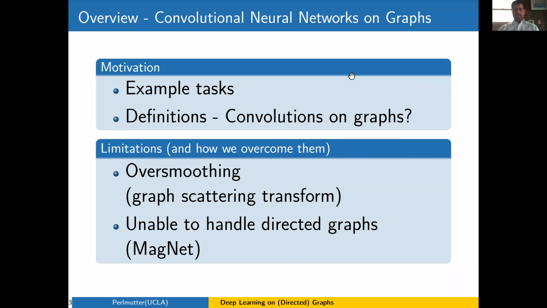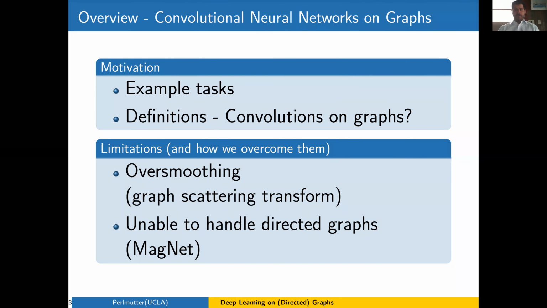So as an overview of my talk, I'm going to begin with introducing some examples of the different types of machine learning problems that arise in the context of graph structured data, and then talk about the basic definitions of convolutional networks for dealing with these problems, where the key technical challenge is going to be coming up with a proper notion of a convolution in the graph setting.